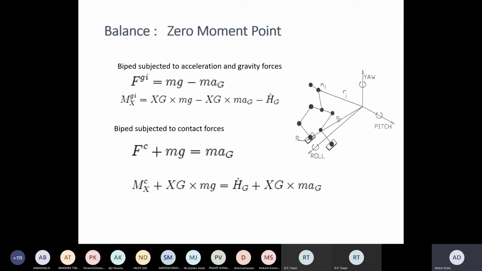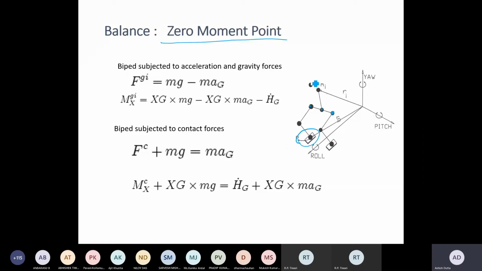So the next question is, what is balance and how do you ensure it? Balance is ensured by what we call the zero moment point. This is a dynamic system, so by doing dynamics, we can analyze it. So this is a two-legged robot. Let us say that this leg is on the ground, and this leg is in the air. Each of the links is a lumped mass. These black ones are all lumped masses.